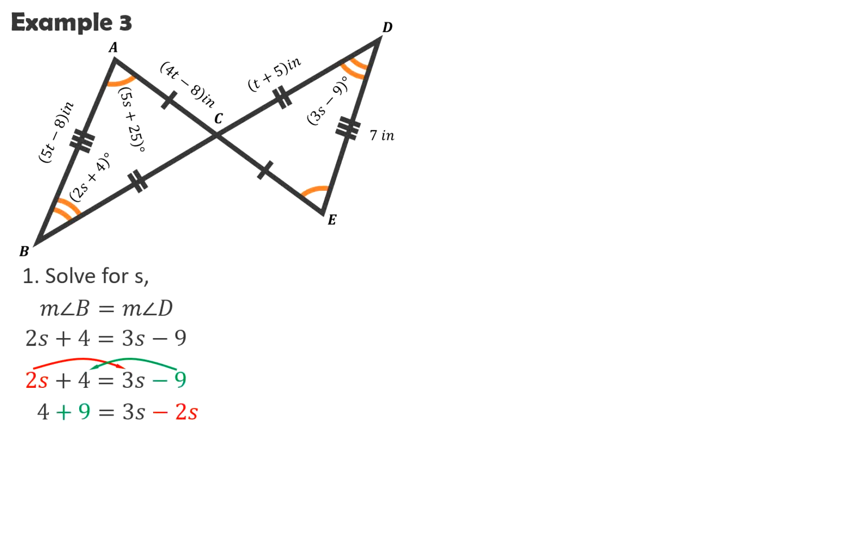Ngayon, simplify pa natin. So, 3s minus 2s, that is s, and then 4 plus 9, that is equal to 13. So, yun na. Therefore, yung variable s natin is equal to 13.